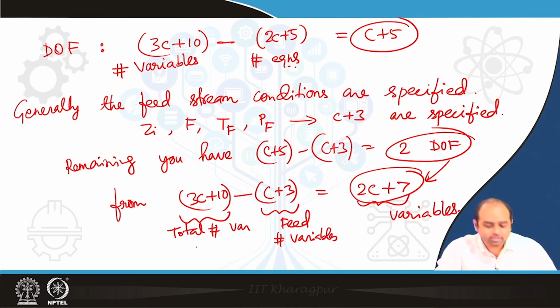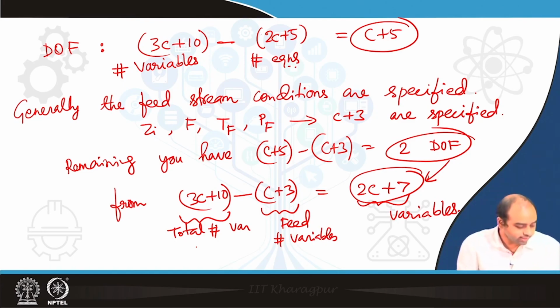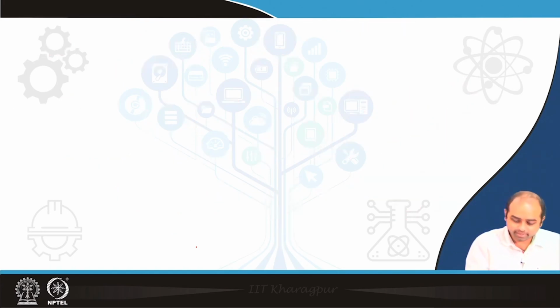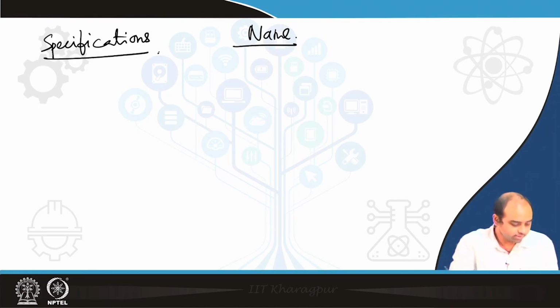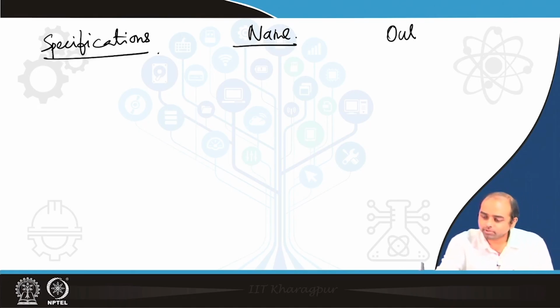Now, let us look into the possible scenarios. What could be the possible scenarios of the specification, and accordingly what kind of process or what kind of outputs do you get. So, let us list it down: we have the specifications, then what is the name of the corresponding process that we generally call, and what is the output.